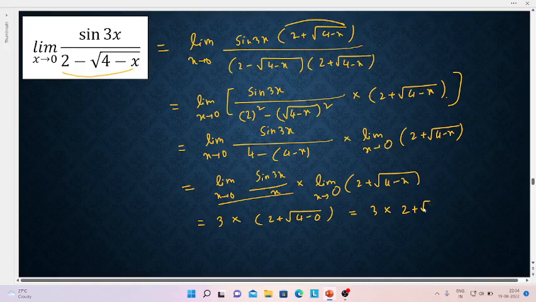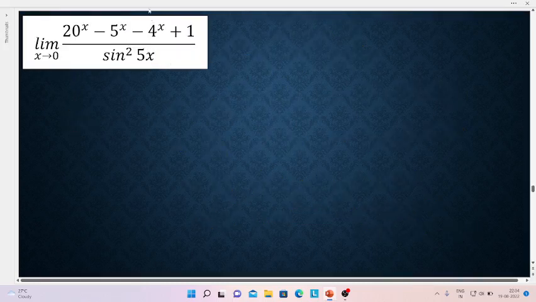So that is nothing but 2 plus root 4, right? So that is equal to 3 times 2 plus 2, which is 4, and 3 times 4 is nothing but 12. So the value of this particular limit is actually 12. So let's move to the next question.